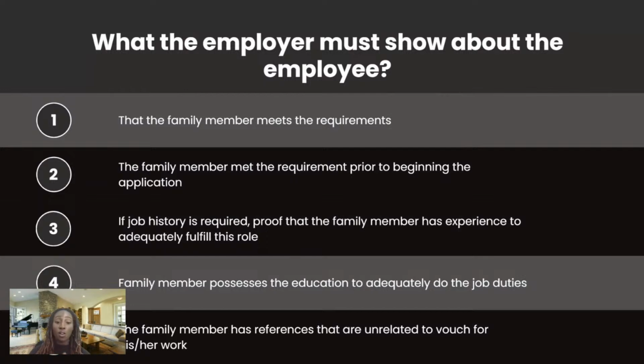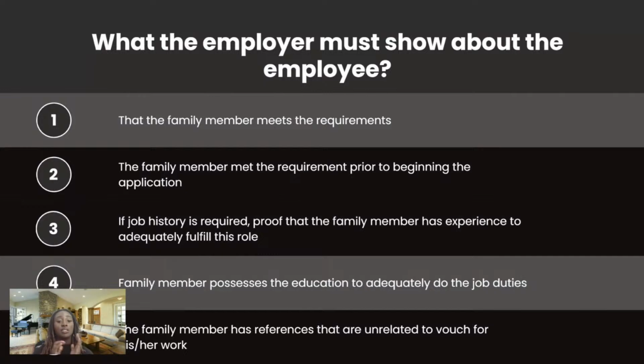So what you want to make sure is that that family member, if experience is required, gained that experience independent of that family business. Next, they will look at whether the family member possessed that education to adequately do the duties. That similarly goes with that degree evaluation. You want to make sure that the degrees equate early on so that you're not getting too far into the process with something you can't work with.